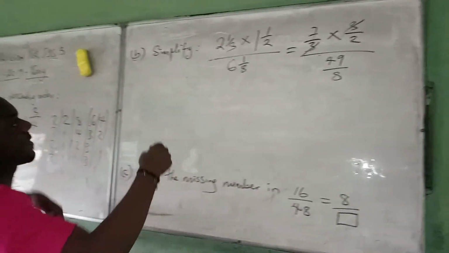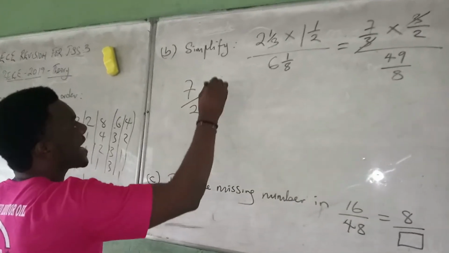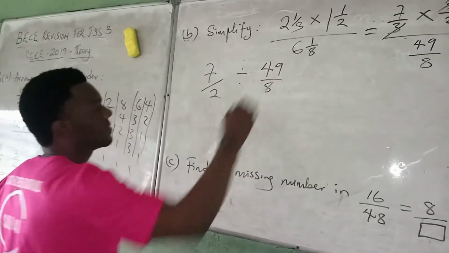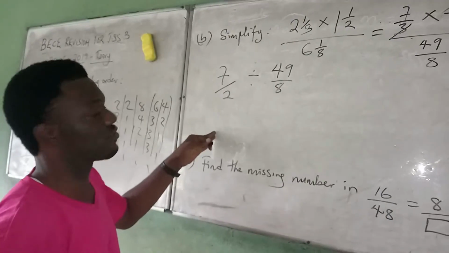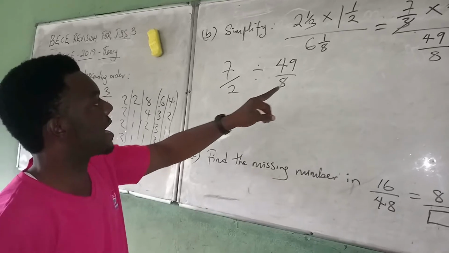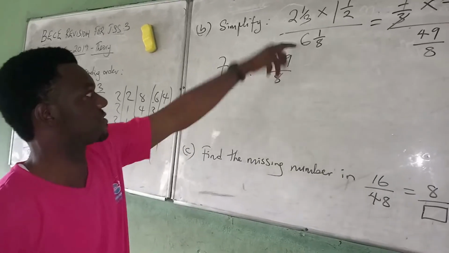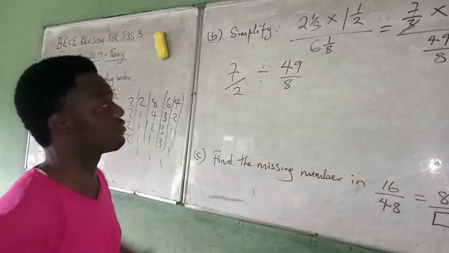So in actual fact, the fraction we have now is 7 over 2 divided by 49 over 8. That's the fraction: 7 over 2 divided by 49 over 8. And when we want to change this to multiplication, the 8 will have to become the numerator.